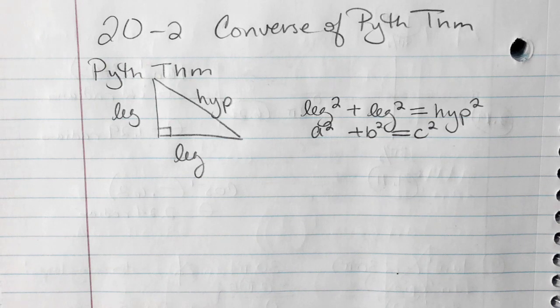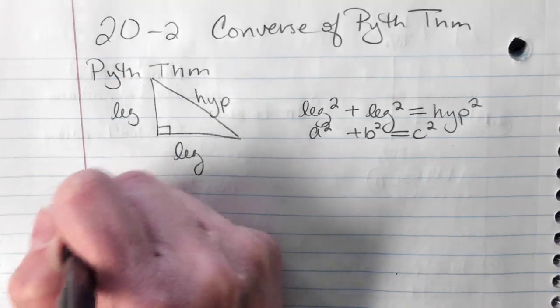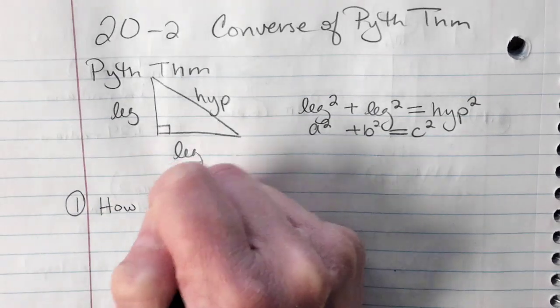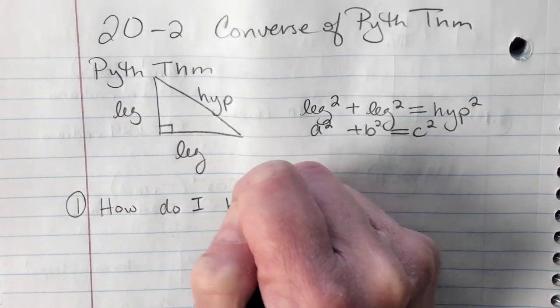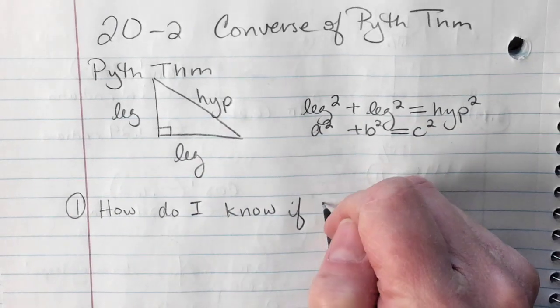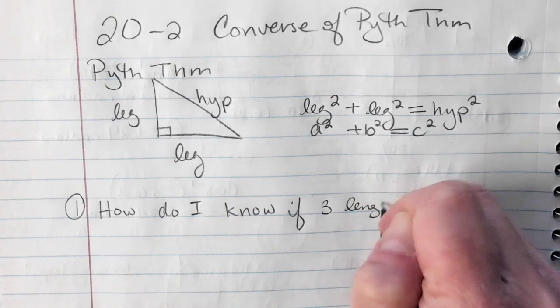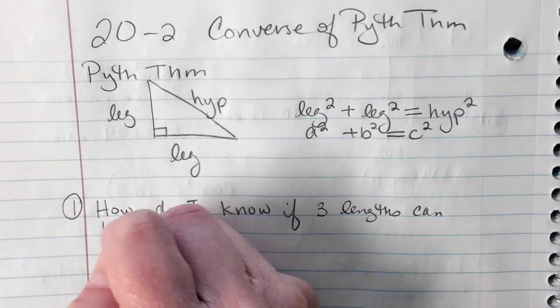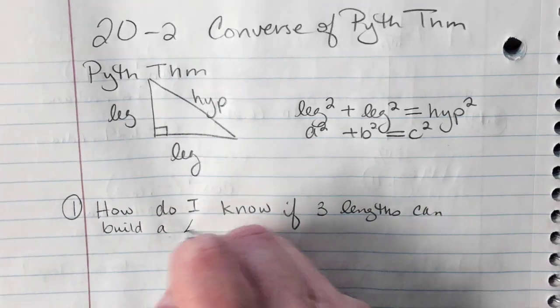Well, there are 4 specific details that we're going to address in this lesson. The first thing I want to talk to you about, and so I'm going to label this as number 1: how do I know if 3 lengths can build a triangle?